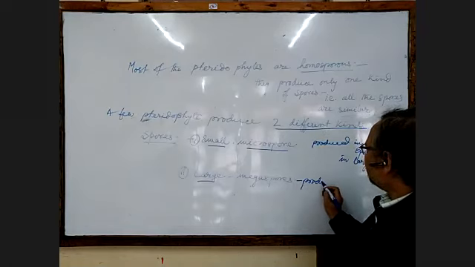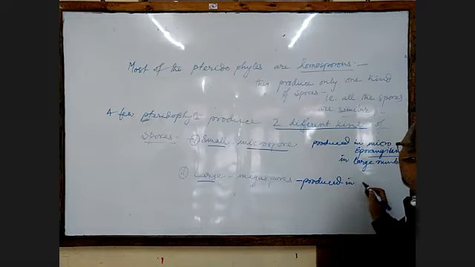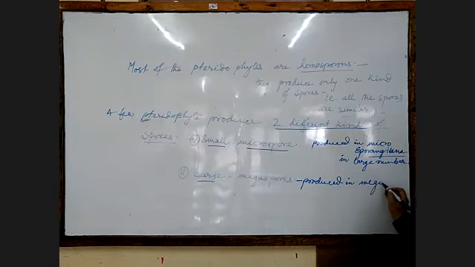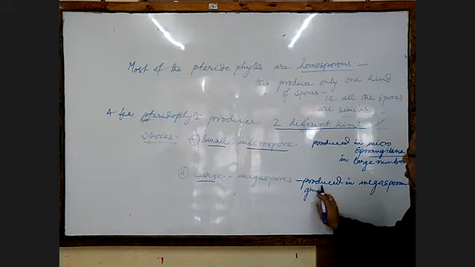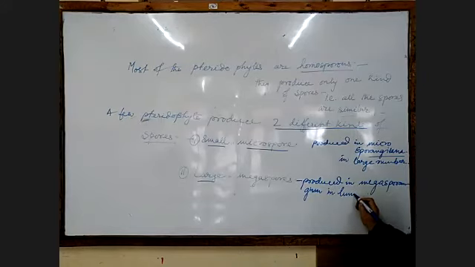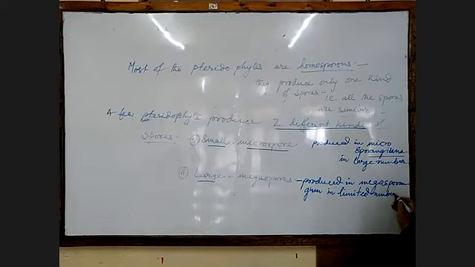produced in megasporangium, in limited number. Limited number is 1 to 4. Okay, only this much. The megasporangium size also is big.